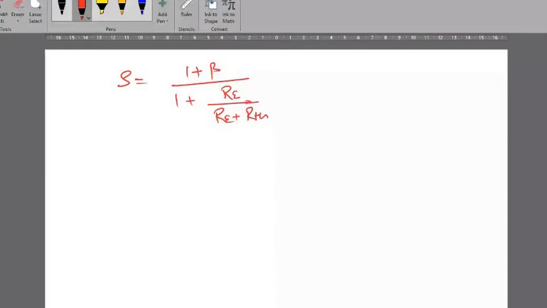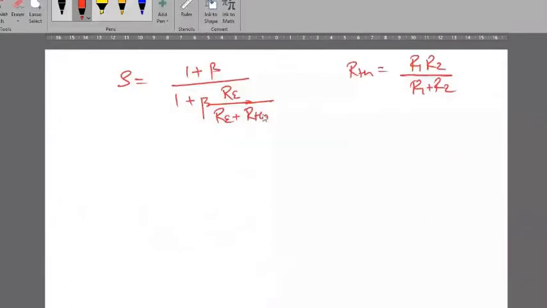You know well what the value of RTH is: R1 R2 over R1 plus R2 in case of potential divider biasing. The most important thing, this is beta here, and this term is negative, so this becomes positive.